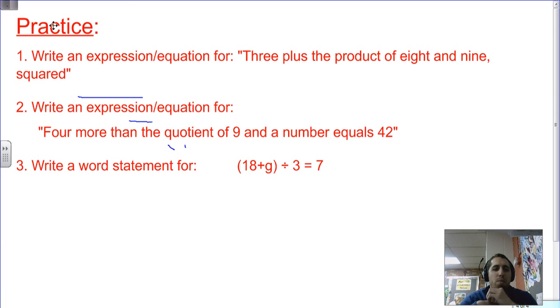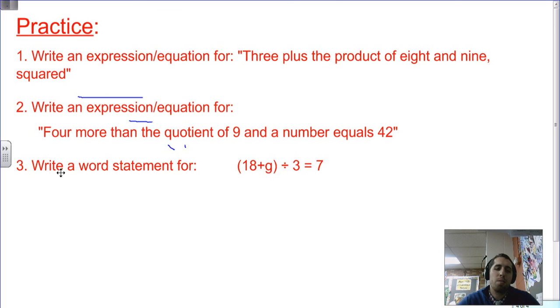And then the second one says, write an expression or equation for 4 more than the quotient of 9 and a number equals 42. So again, you don't have to solve these. You just have to write them out. 4 more than the quotient of 9 and a number equals 42. So figure out how to set that up to appropriately represent that word statement.